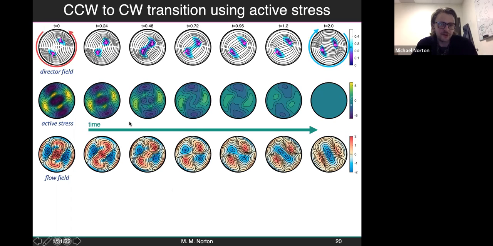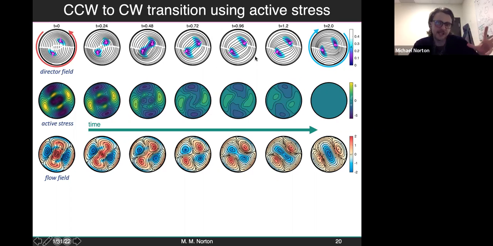The time and space evolution of the control field, I think, is rather complicated, but there's a few things I can point out to guide our intuition here. The most important one is that in order to go from one handedness to another handedness, we have to pass through this point of symmetry, right?